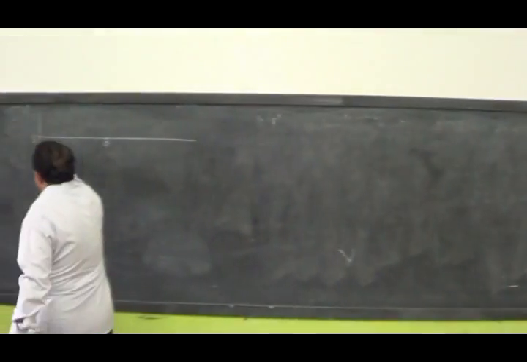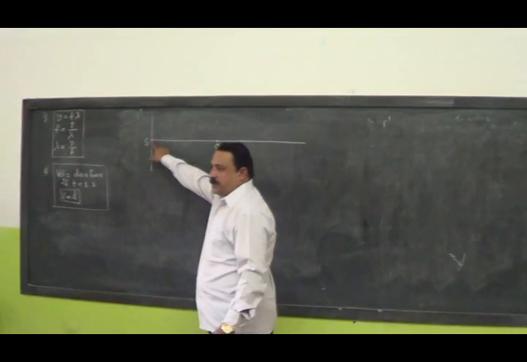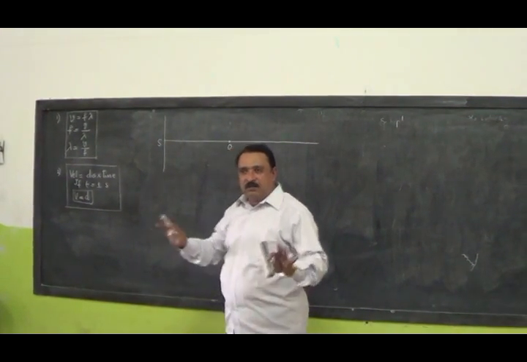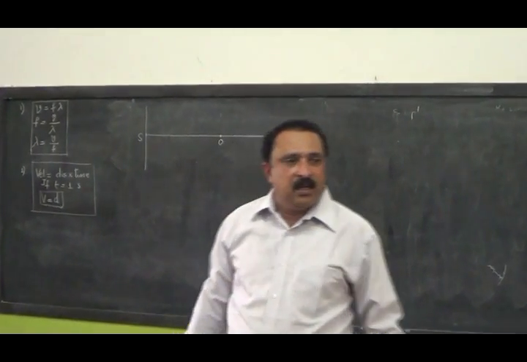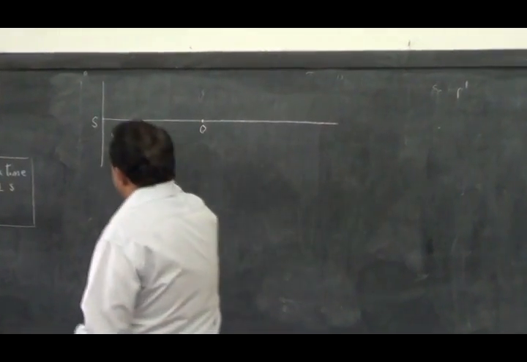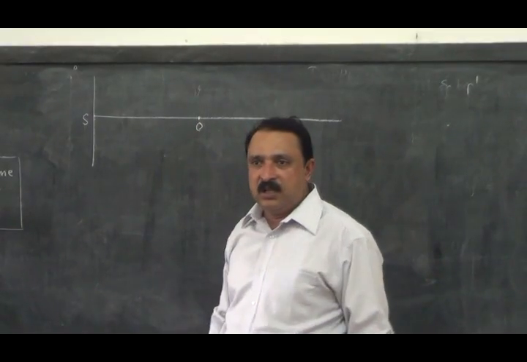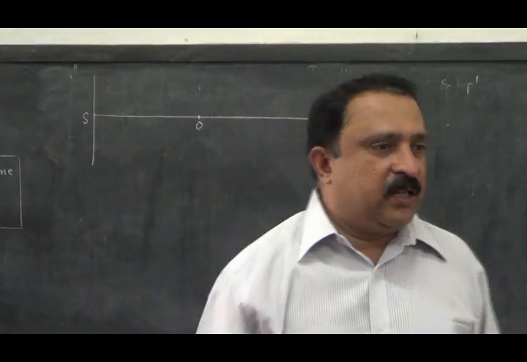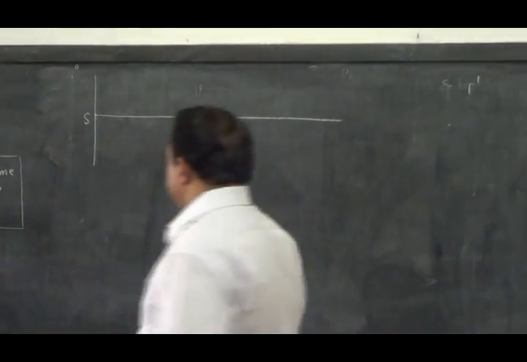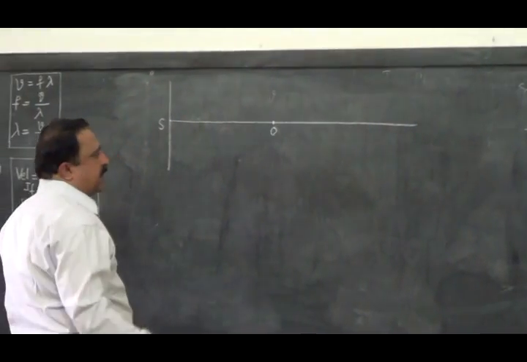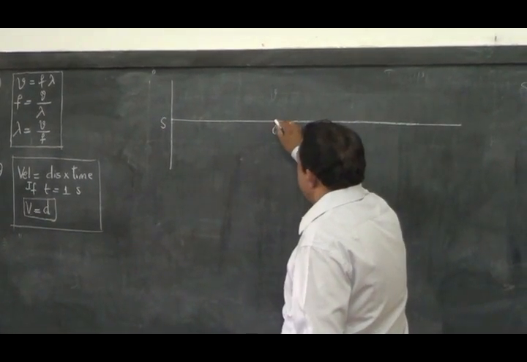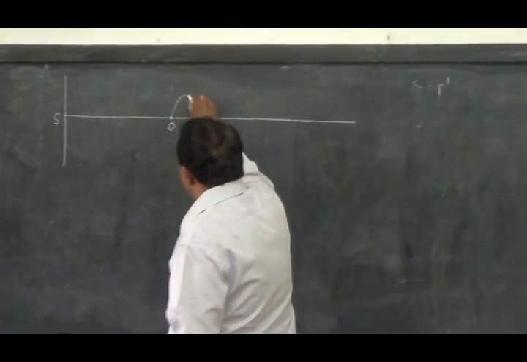Now this is the source, and here is the observer. Now both of them are at rest. Now the source gives out some sound. It starts emanating, emanating means sending off, some sound of a certain frequency, let's say F. The observer listens, and after he listens, the waves go like this.